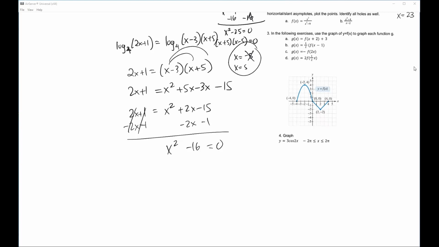All right, so x minus 4, x plus 4 is equal to 0, so x is equal to 4 and negative 4. Okay.